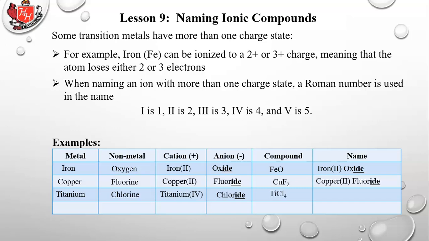TiCl4. Again, if you don't understand why the 4 is there, go back and review the last lesson where we talked about the crossing arrows method to determine the subscripts on the compounds for ionic compounds. So the chlorine has a 1-, titanium has a 4+, so you need 4 of the 1- to match up with the 4+. 4+, 4-. And that would be titanium 4 chloride.